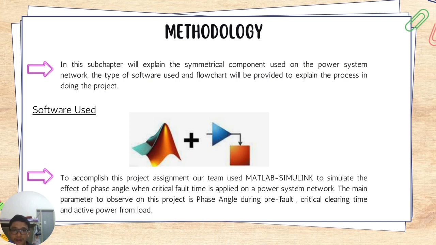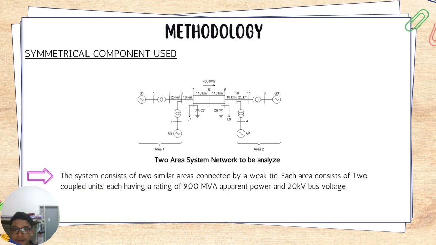The main parameters that we would like to analyze using MATLAB Simulink are the phase angle during pre-fault, before the fault occurs, the critical clearing time from the fault, and the active power from load. Next, for the symmetrical components, we would like to analyze a two-area system network for a power system network simulation. Based on the Power System Stability and Control textbook, these are the transmission lines contained inside the textbook.